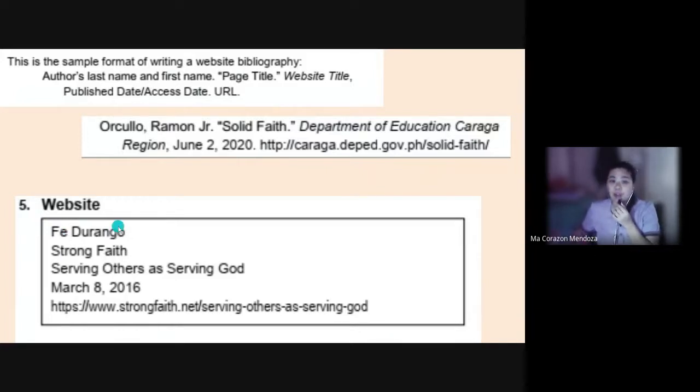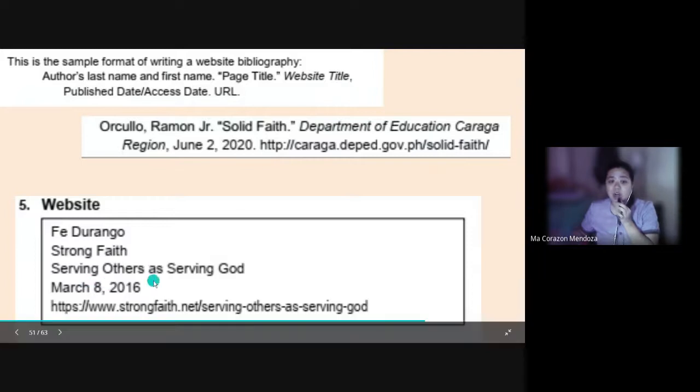Fe Durango is your last name and first name of the author, so we put Durango, Fe. The page title is Strong Faith. And then the website title, Serving Others as Serving God. The published date is this one, the date right here, and the access date or URL, this one.